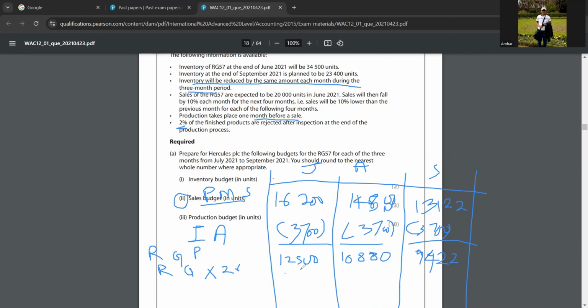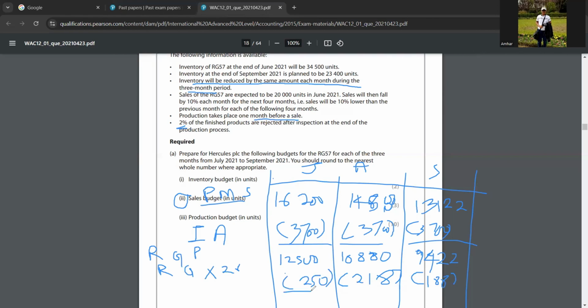So this 2% you show it separately. Okay, so here there's no space. So you show it like this. 12,500 into 2% is 250. And then show it here as 250. You have to minus 250. And then 10,880 into 2%. Okay, that is 218. So from 10,880, you have to minus 218. And then this 9,422 into 2%, that is 188. So from this 9,422, you have to minus 188. You have to show step by step. Okay, directly don't get the answer.